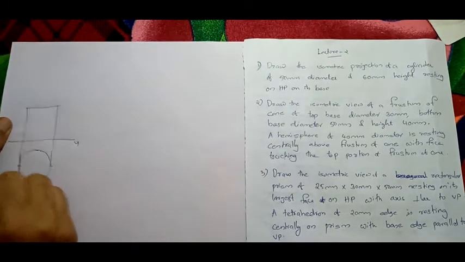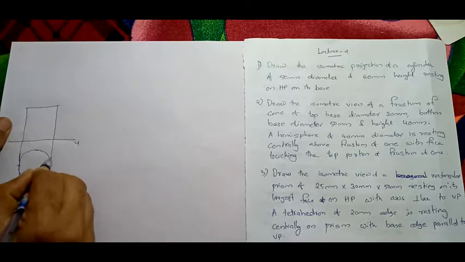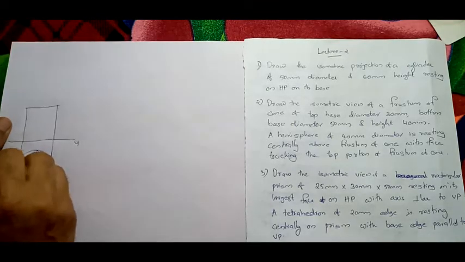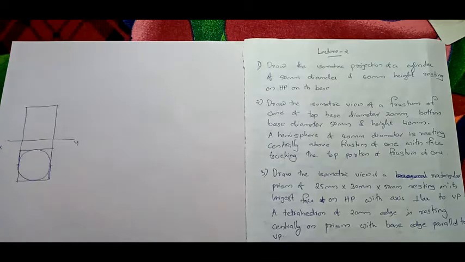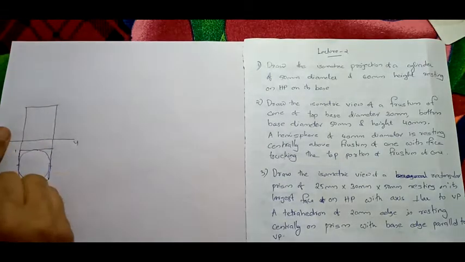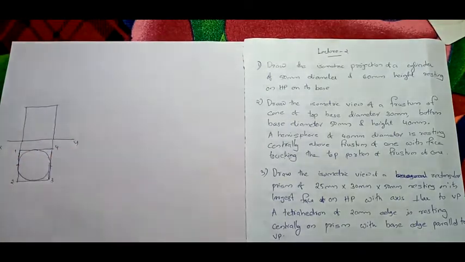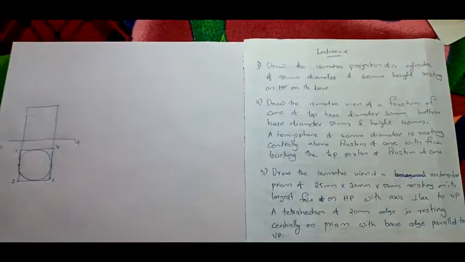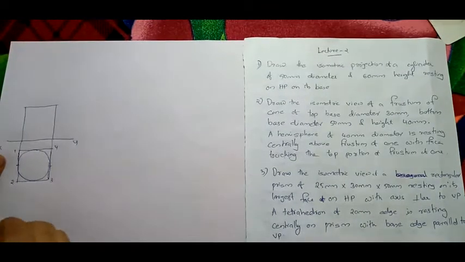Now inscribe this inside a square. The circle's inscribed figure is a square. So this will be 1, 2, 3, 4. Now we are going to draw the isometric projection. Here they have asked for isometric projection, so every length you have to take using the isometric scale. Every length used to draw the isometric projection will be taken based on the isometric scale.